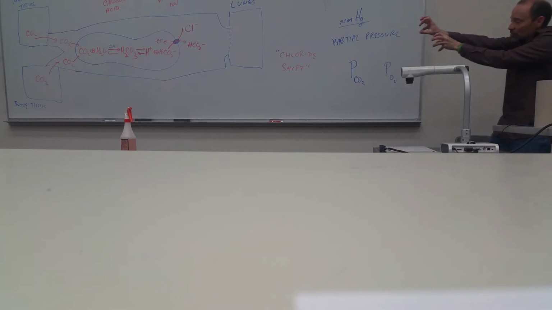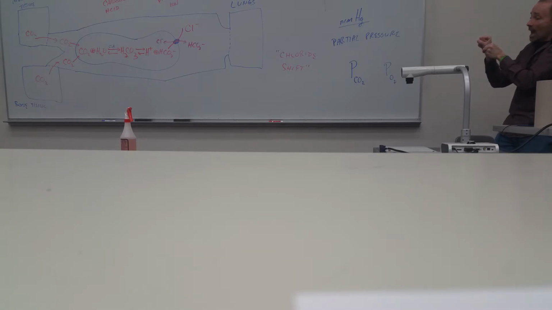So I found a way to keep a constant draw, a passive draw, that's diffusion. I'm getting the CO2 out of the tissue. I had to do a little chemistry to make that happen. I had to turn my CO2 into bicarbonate ion, that's okay.